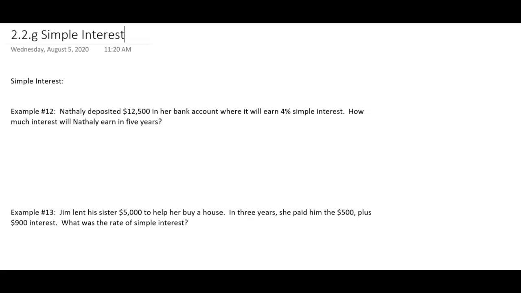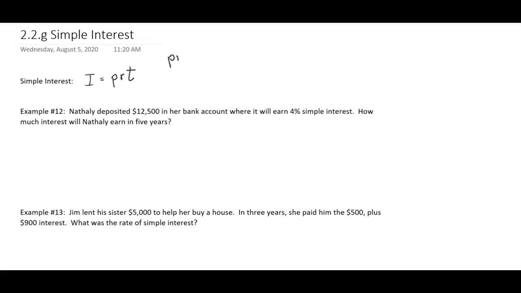These next problems talk about what we call simple interest. So simple interest is based on the principal, the amount that you borrow or you lend, times the rate, the percent, and times the time. And that time is in years. So P represents principal.